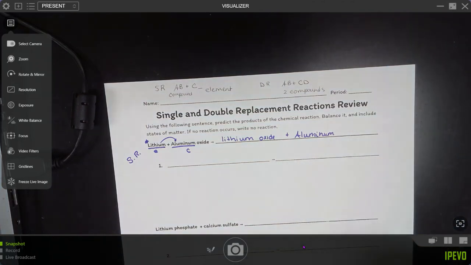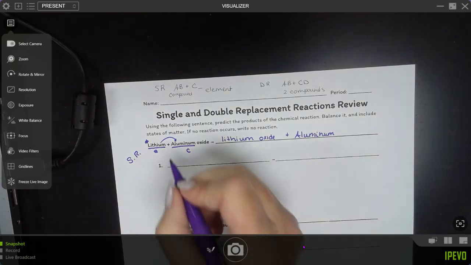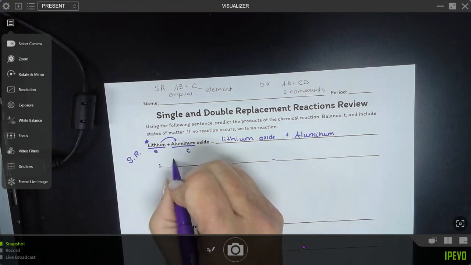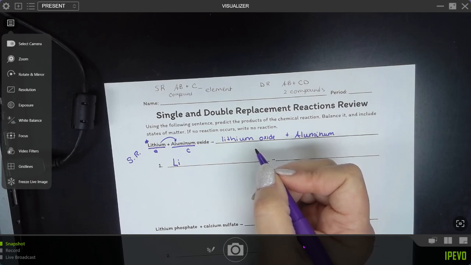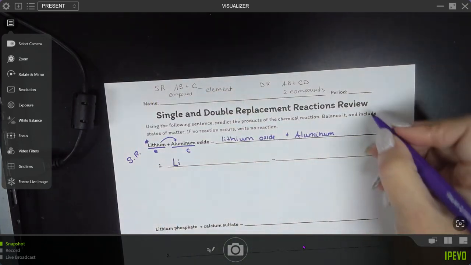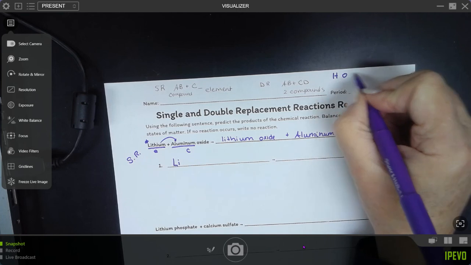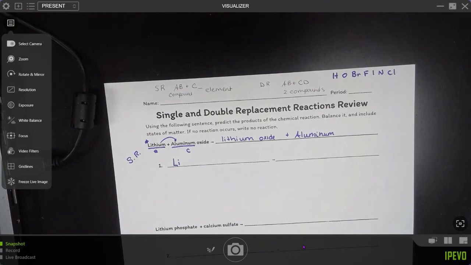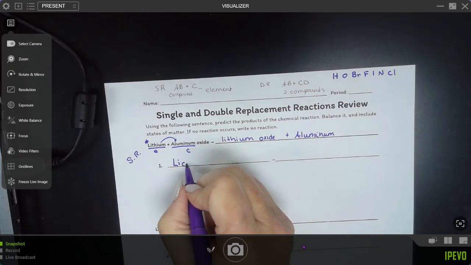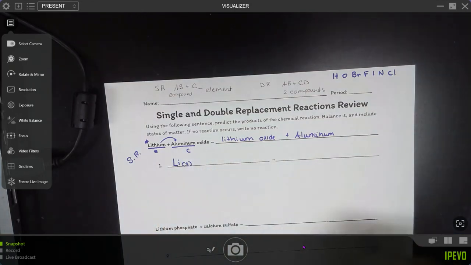Now that we've got that, we need to write this into a chemical equation. Lithium is just an element. When it's an element, we just write one single atom of that element, unless it's one of the 7 diatomic elements. Remember our Haber-Finkel elements. Let's write those up here. If it was one of those, it would need a subscript of 2 because it's a diatomic element. Lithium is not part of that. Lithium, if you look on your periodic table, is a solid.